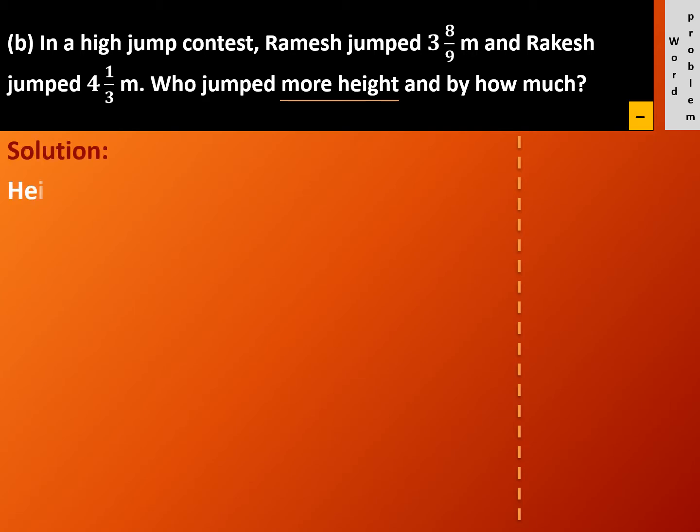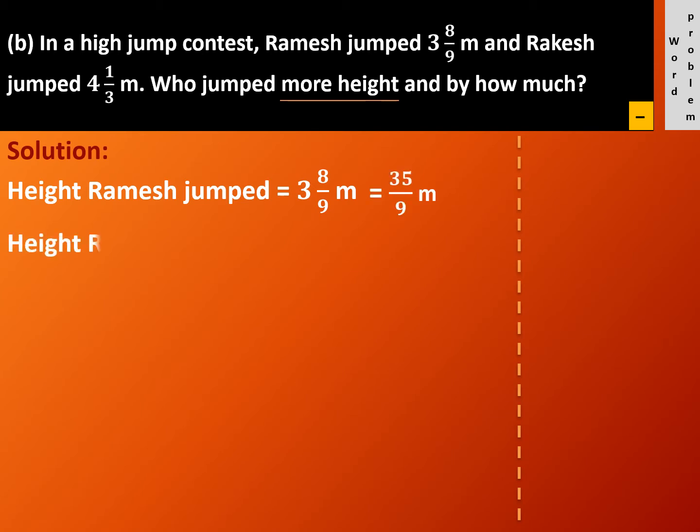So the first statement is height Ramesh jumped is equal to 3 8/9 meter. See, 3 8/9 is in mixed number. So first we convert them into improper fraction. How? Let's see. 9 3s are 27 and 27 plus 8 is 35. So the fraction is 35/9 meter.